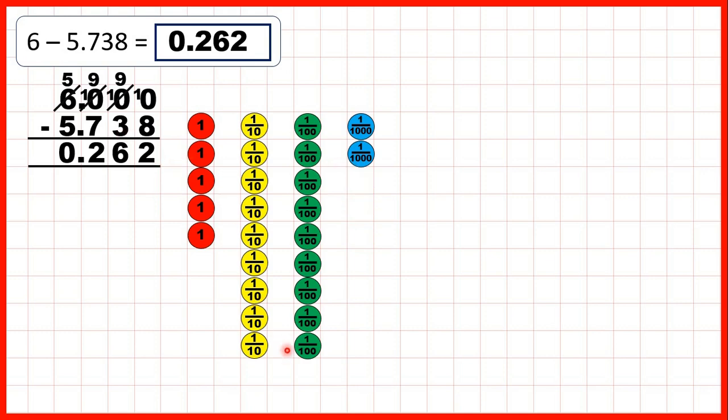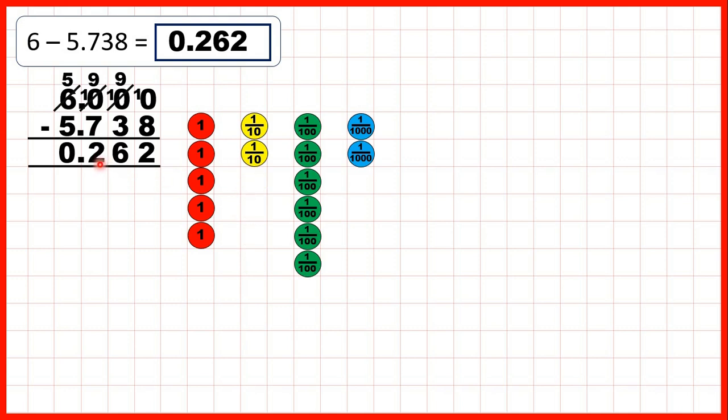We could subtract 3 hundredths, that left us with 6 hundredths. We could subtract 7 tenths, that meant we had 2 tenths in our answer, and then we were subtracting 5 ones, so there were no ones in our answer. That's 0.262.